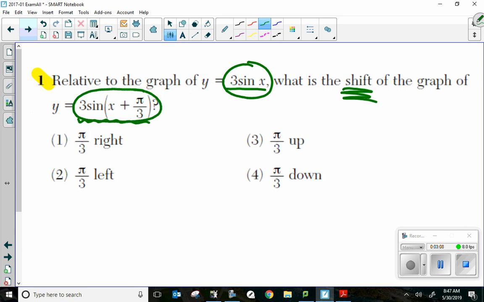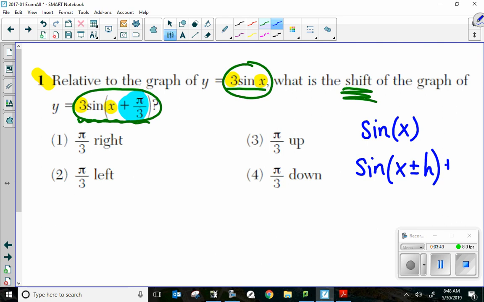Okay, so when I look at my equations, I see one major difference. There's a 3 here, there's a 3 here. There's an x here, there's an x here. The only difference is we are adding pi over 3 inside the parentheses. Rule of thumb, and I will use sine here. We'll call that sine of x. If I add or subtract inside the parentheses, I will call this h. And if I add or subtract outside the parentheses, I will call this v.